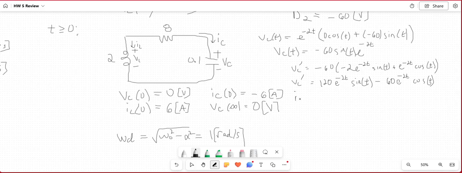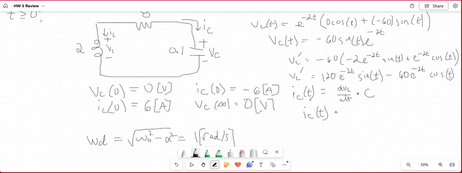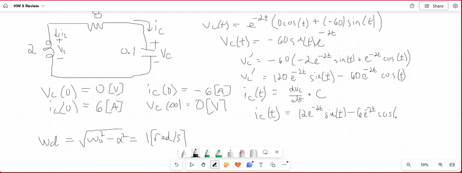So now IC, we end up getting 12e to the negative 2t sine of t minus 6 e to the minus 2t cosine of t amps. And that's the answer.